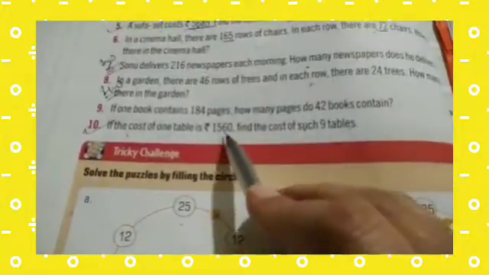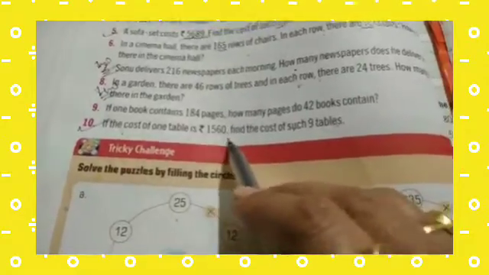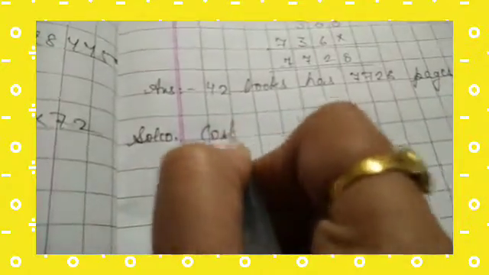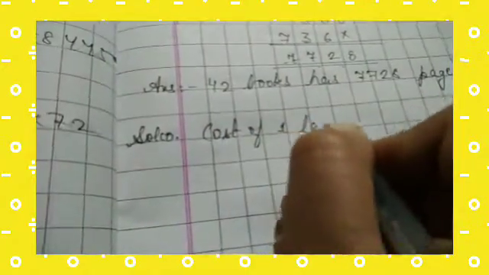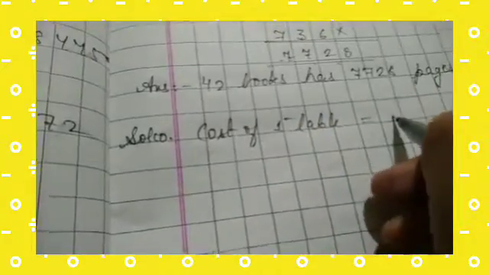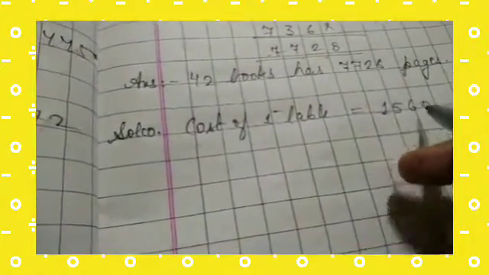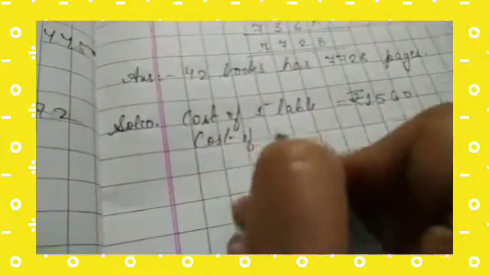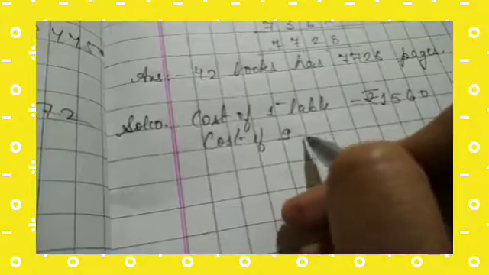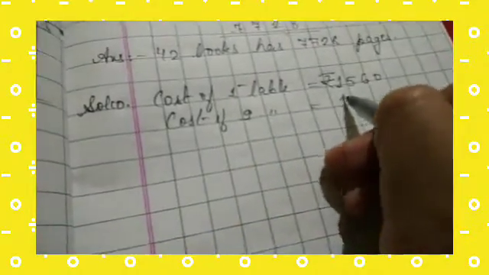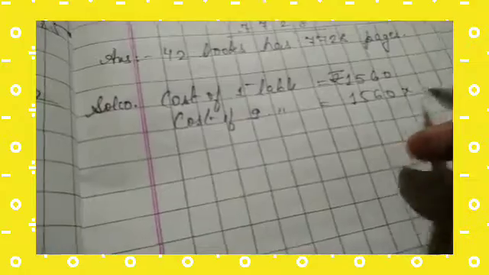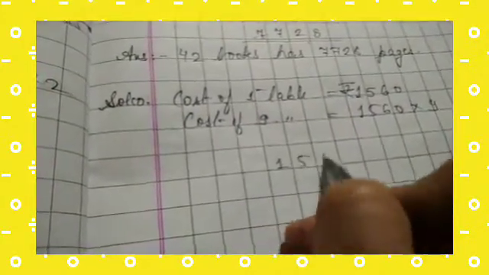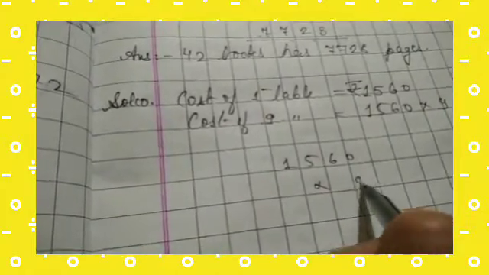एक टेबल की कॉस्ट 15,560 है, तो 9 टेबल की कॉस्ट पता करनी है. So cost of one table is equals to 1560 rupees. Okay. So cost of how many tables? 9 tables is equals to 1560 into 9. So we are going to multiply 1560 into 9.